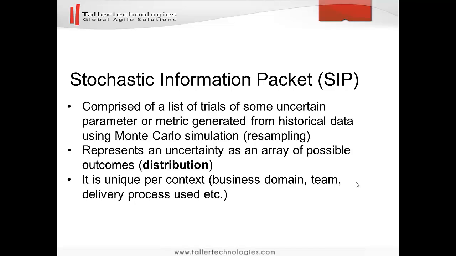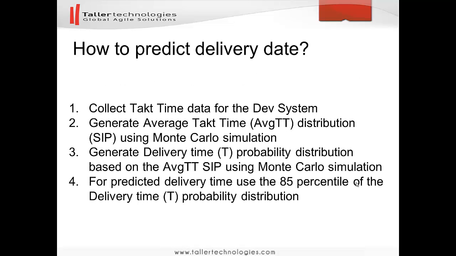So what is the SIP? The SIP is comprised of a list of trials of some uncertain parameter or metric generated from historical data using Monte Carlo simulation. The technique used is called resampling. The SIP represents an uncertainty as an array of possible outcomes, or said in other words, it's a distribution. And as we say, it is unique per context. It is unique per the business domain, the team, delivery process used, etc.